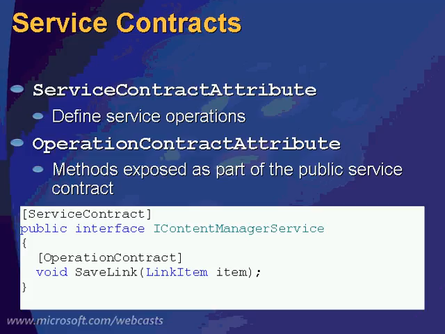And for every operation that you would like to be included in that public contract, in that WSDL document, you must apply the operation contract attribute. So that's shown here, right? And here's a simple example without setting up the namespace or any other properties of these attributes.